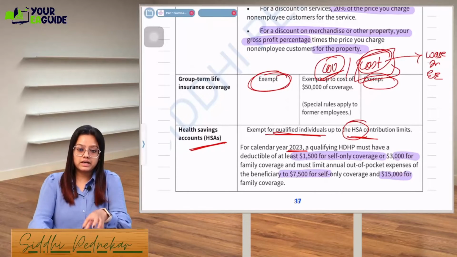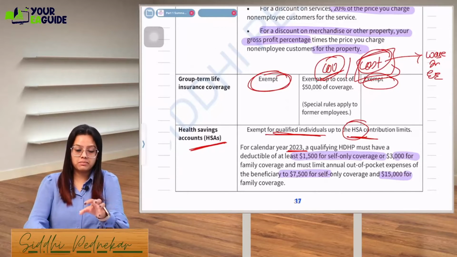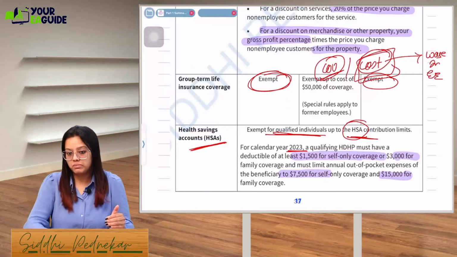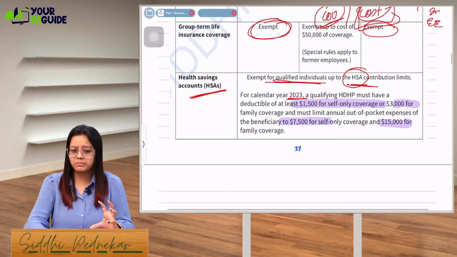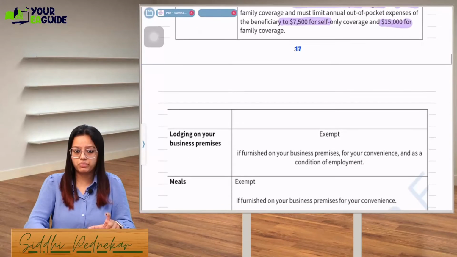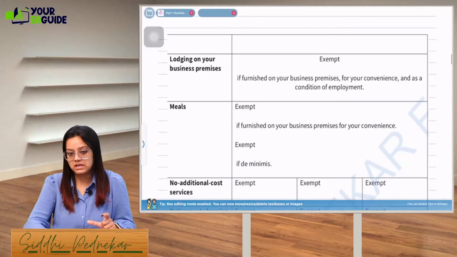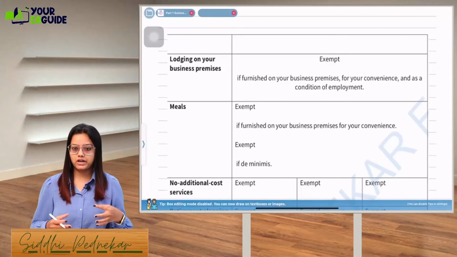On those items, social security, FUTA, and federal income tax are not leviable, and this is added in box number 12 of your W2 form. Okay, those who are working practically might have seen box number 12 over there. Okay, lodging on your business premises. Let's say the company has provided you a lodging facility.